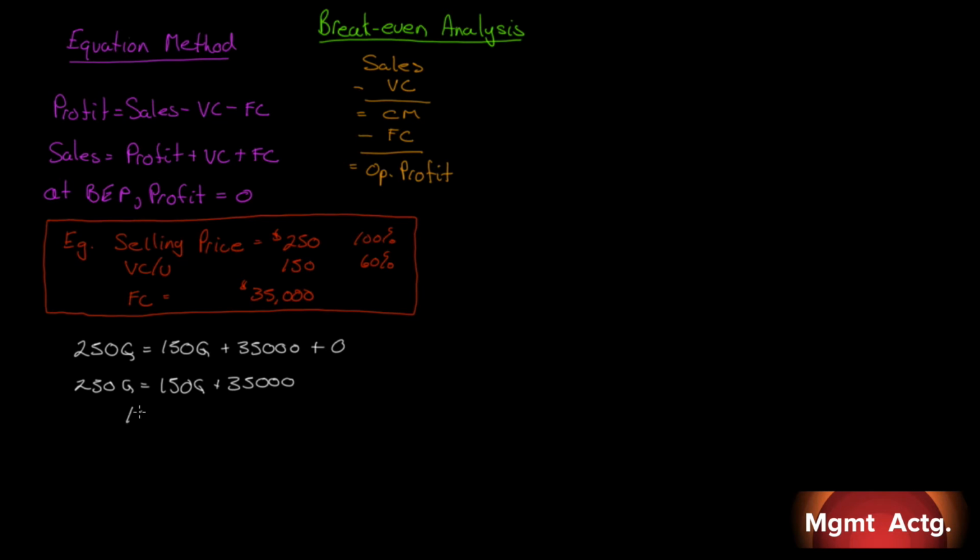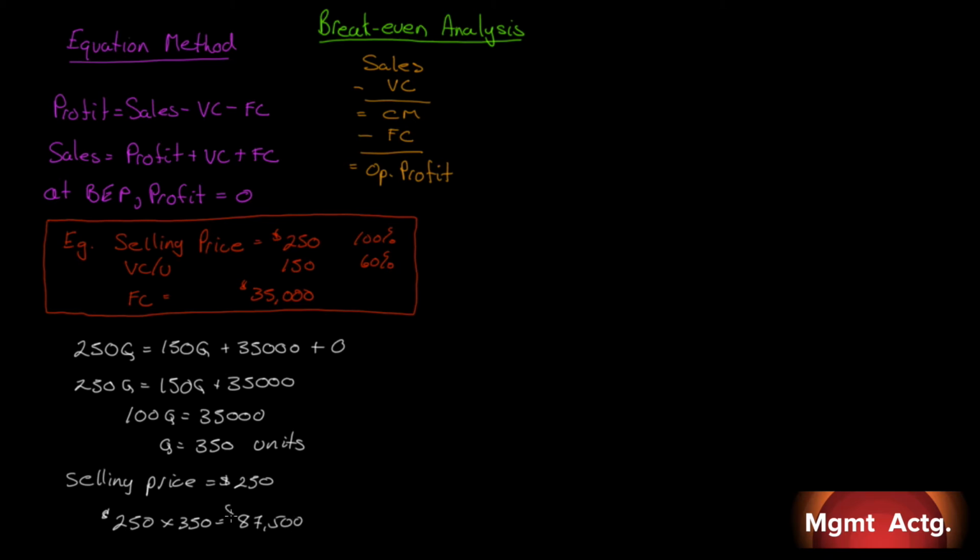So let's algebraically solve this. 100Q equals 35,000. Q equals 350 units. So if we sell 350 units at $250 and they do cost us $150 to produce and our fixed costs are $35,000, we will make zero profit. So selling price equals $250. So $250 times those 350 units for break-even will give us $87,500. So now we've derived our break-even in units and our break-even in sales dollars.